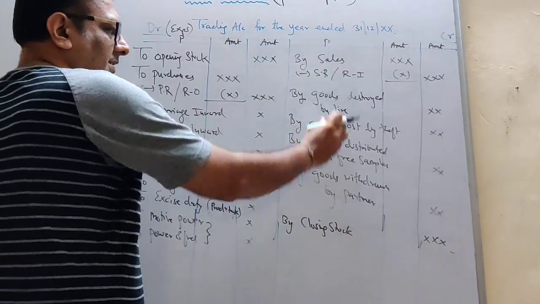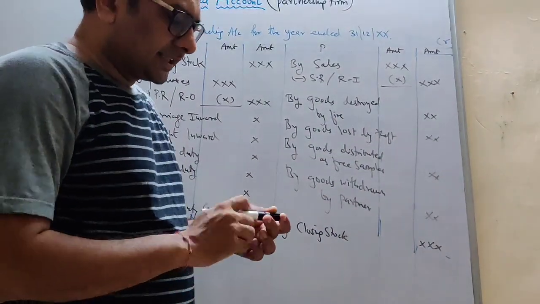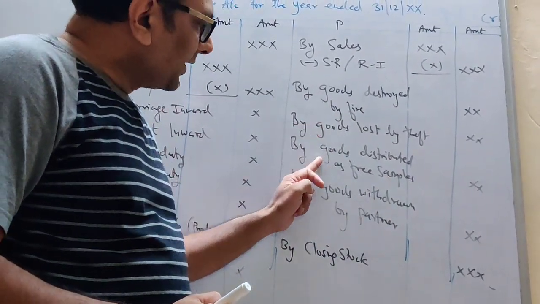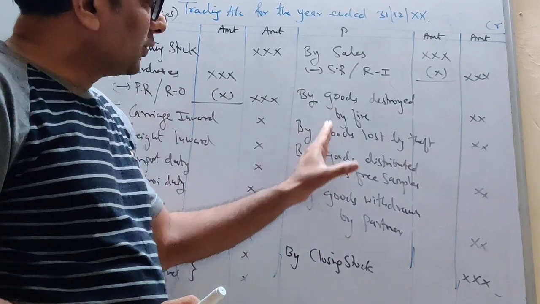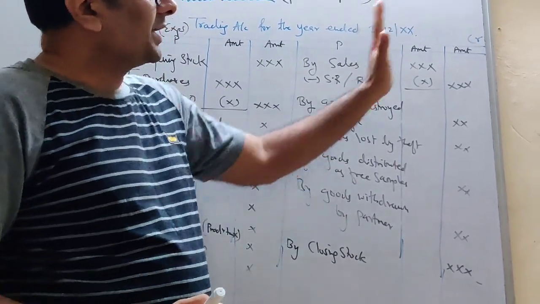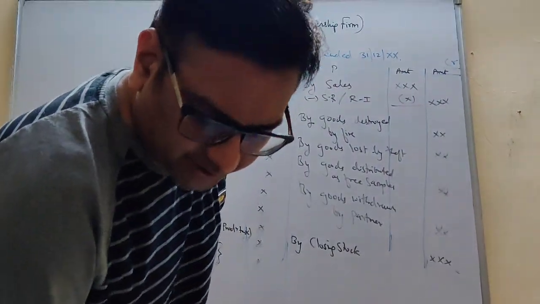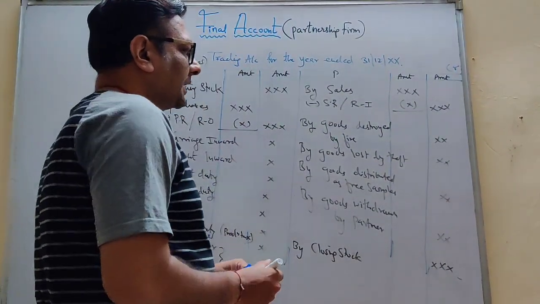So these are the things which will come on the credit side. You may also remember this way, that these goods are going out of the business. So anything going out of the business, you are recording it on the credit side. Credit what goes out. So this is how you will record on the credit side.